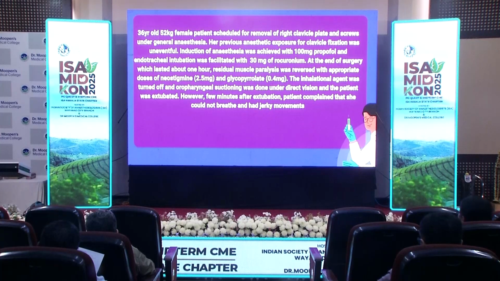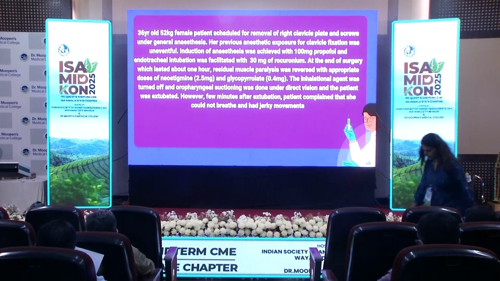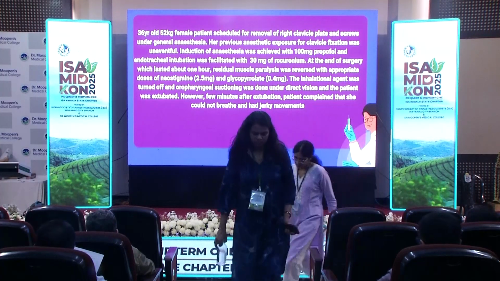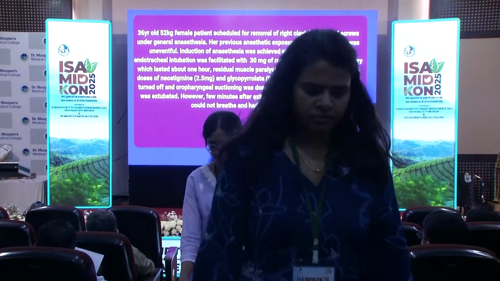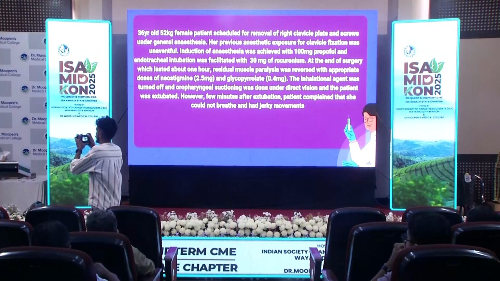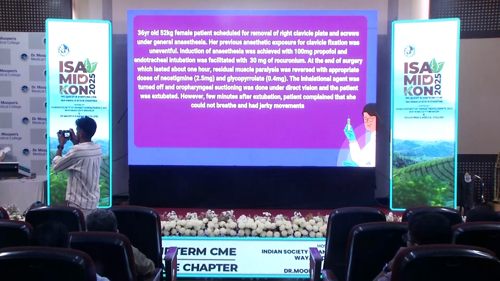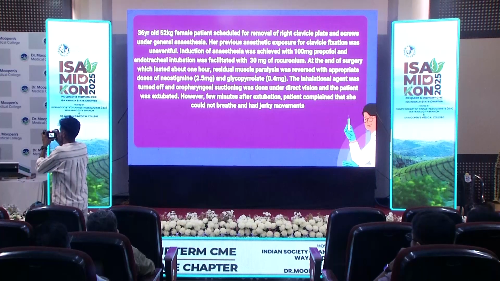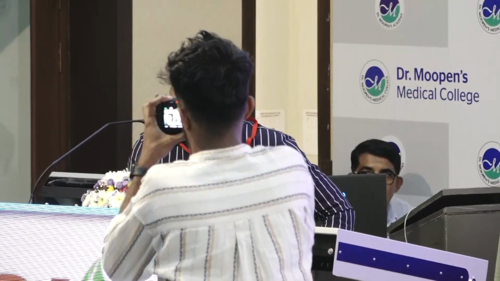Residual muscle paralysis was reversed with appropriate dose of neostigmine 2.5 mg and glycopyrrolate 0.4. Inhalation agents were turned off. After thorough suctioning of the oral cavity under direct vision, the patient was extubated. A few minutes later, we found that the patient became restless, had jerky movements, and was complaining she was not able to breathe. What could be the possible reasons?